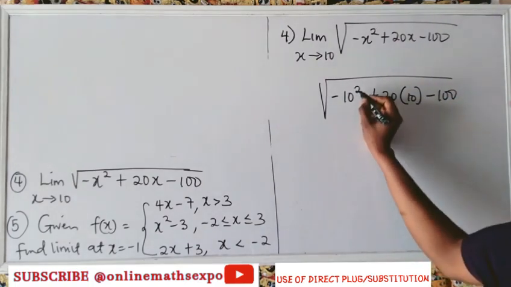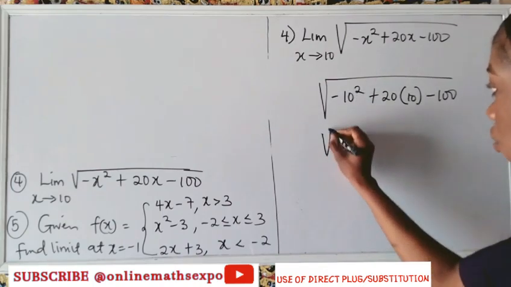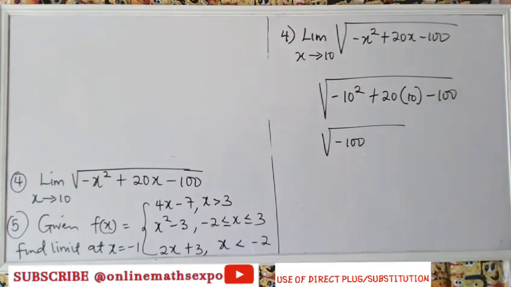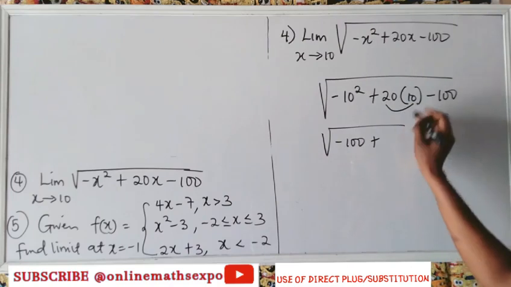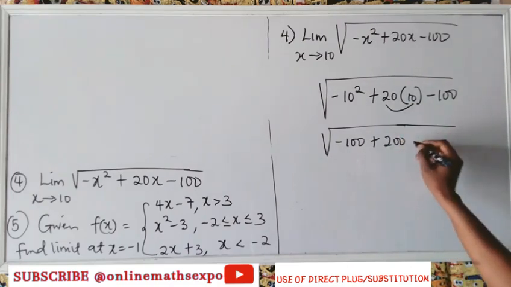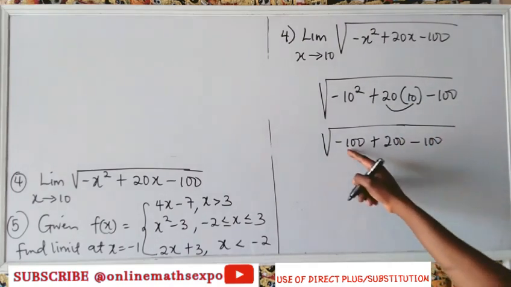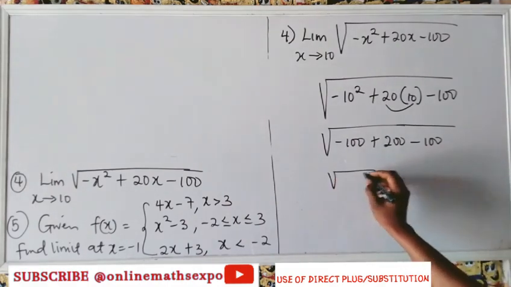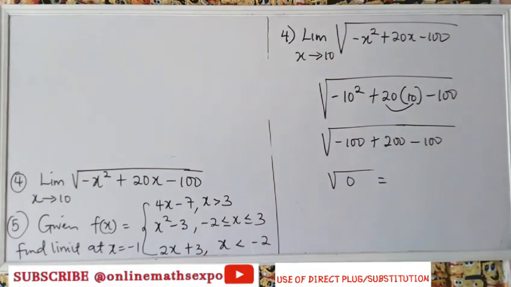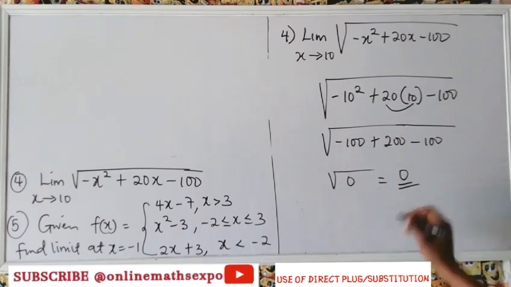And in that case, square of 10 will give us negative 100. Plus, multiply these two, we have 200 minus 100. Then if you simplify this, it's going to give us 0. And the square root of 0 will give us 0 as an answer.